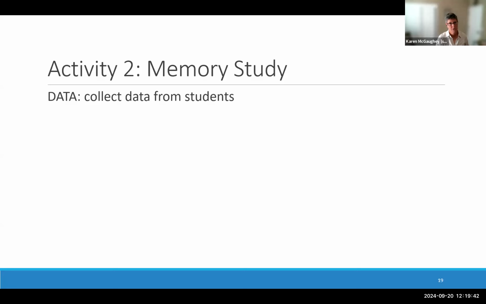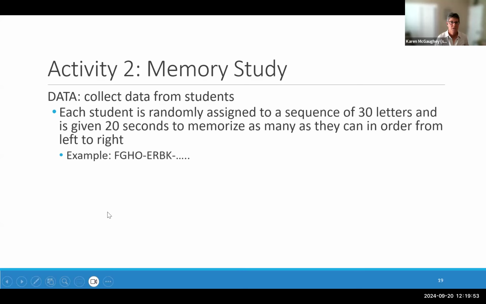You can do this when you're introducing designed experiments, and have the opportunity to collect some data from your students. In this little activity, each student is going to be randomly assigned to a sequence of 30 letters, and they'll be given 20 seconds to memorize as many of those letters as they can in order from left to right. So here's an example of what a sequence might look like. This would have 30 letters in it. And for 20 seconds, the student is just going to try to memorize those letters in order.